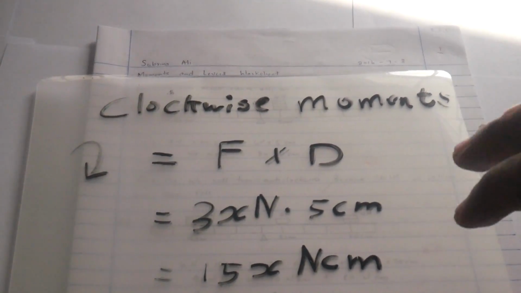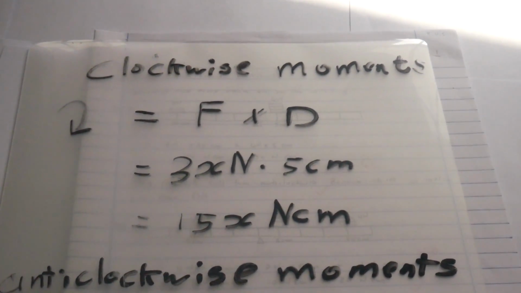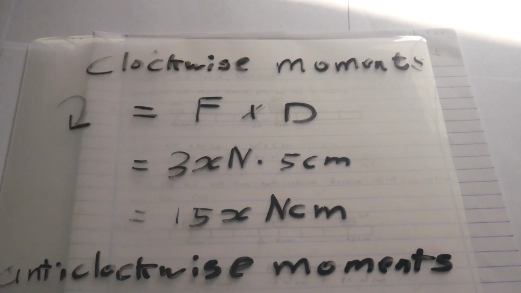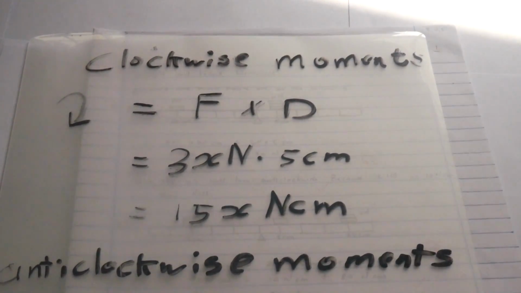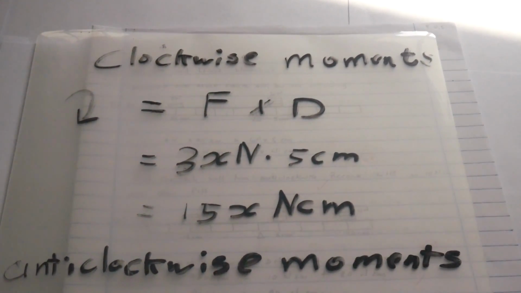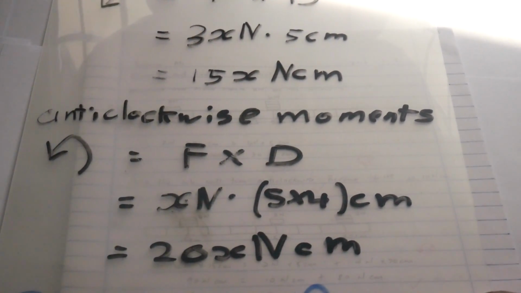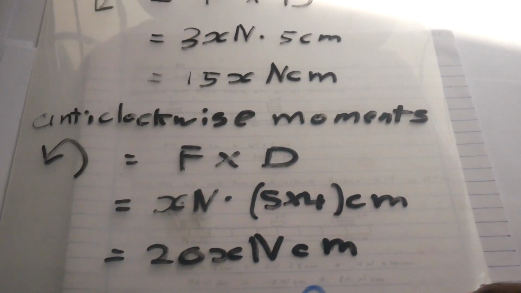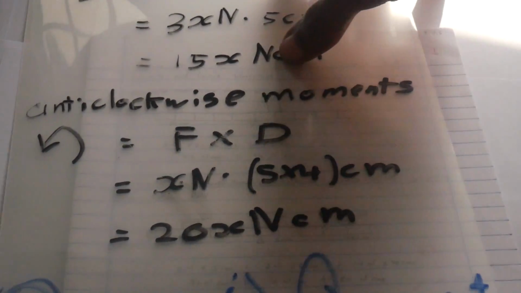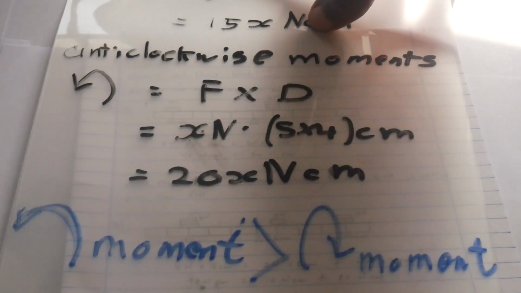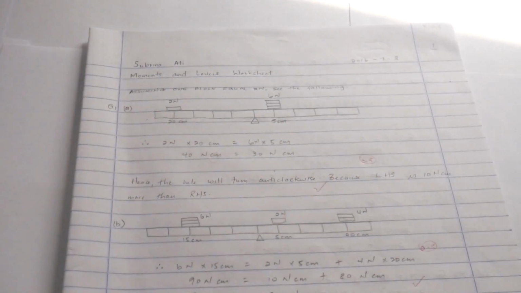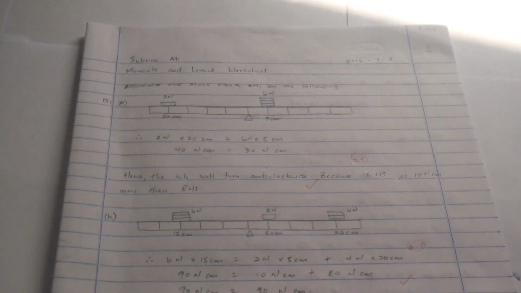State the clockwise moments. Clockwise force times distance. So I used X newtons as a force. Clockwise moments, and then you do anti-clockwise moments, and then you state that since the anti-clockwise moments is greater than the clockwise moments, then the system will turn anti-clockwise. Alright, next question.